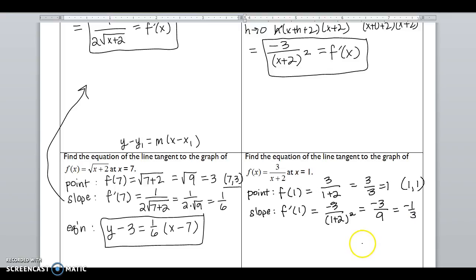That is our slope. So our equation, y minus 1 equals negative 1/3 times x minus 1. And that is it. All right, so that is how you find derivatives and equations of tangent lines.